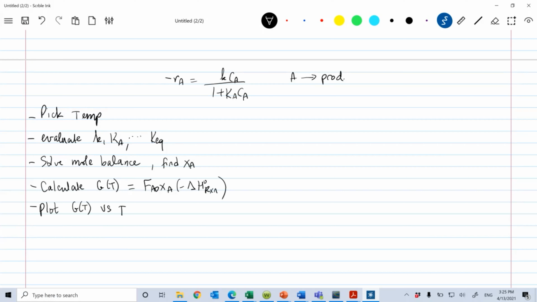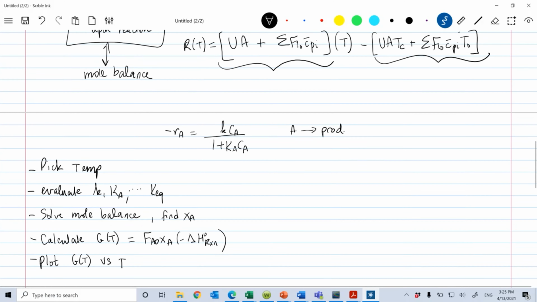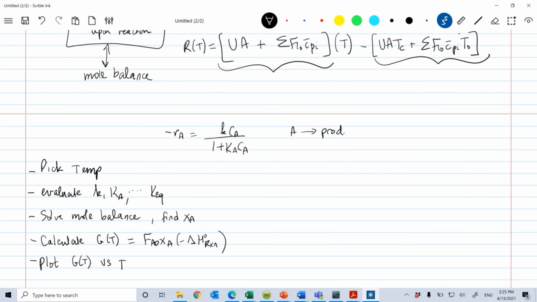And you can also plot your R of T line from this equation up here, because normally you'd be given U, A, T naught, and then the temperature of the coolant. You'd be given everything you need to know. So you can plot this as a straight line. R of T is some constant slope times T minus some other constant that you can compute.